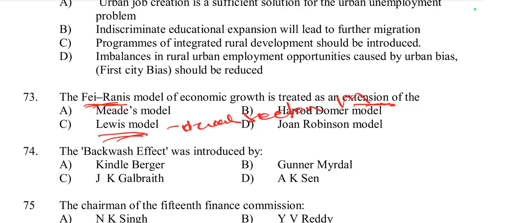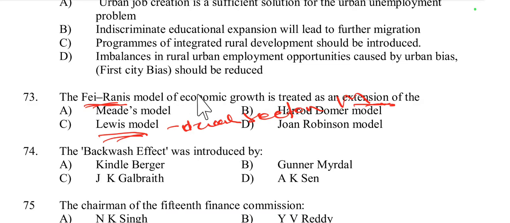So the dual sector model, or Lewis model, what does it indicate? It addresses the process of economic development by explaining the transition from a traditional agricultural sector to a modern industrial sector. Dual sector means the transition from the traditional agricultural sector to the modern industrial sector. So it emphasizes the role of labor transfer and the development of a modern sector to boost economic growth. And what does the Fei-Ranis model say?